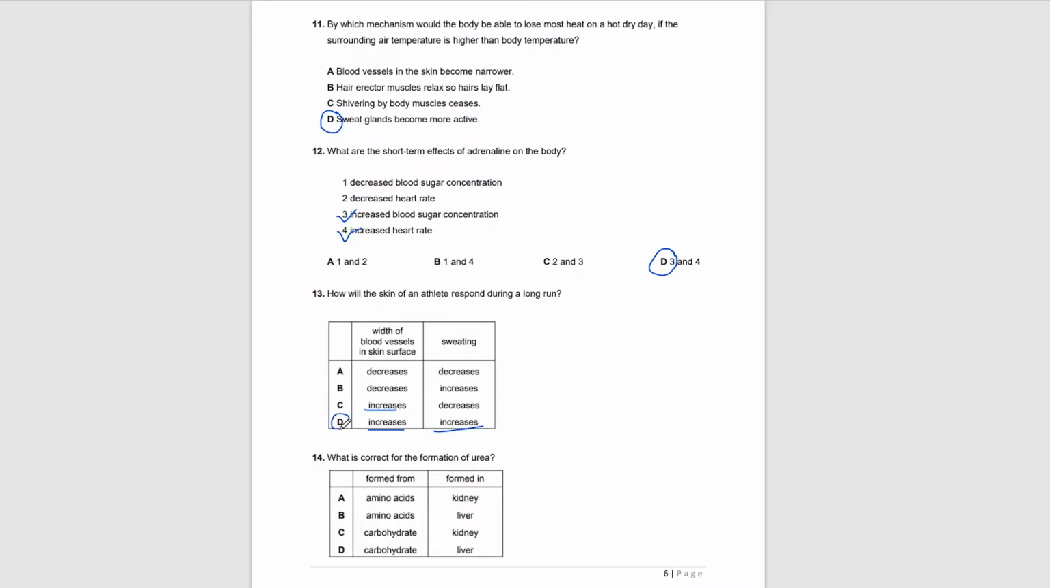Question 14. What is correct for the formation of urea? Urea is a compound which is produced by the liver by the breakdown of ammonia, which is formed from amino acids. So it's formed from amino acids, not carbohydrate, and it's synthesized by the liver. Ammonia is converted into urea, and ammonia was formed from amino acids. So the answer is B.